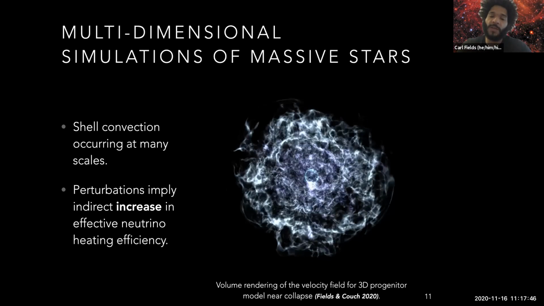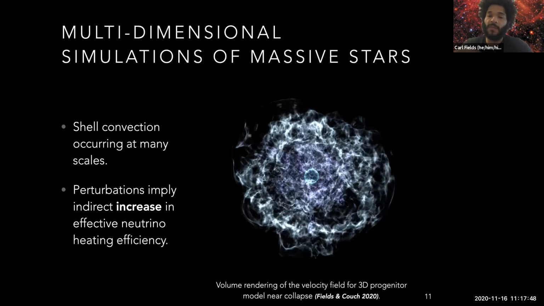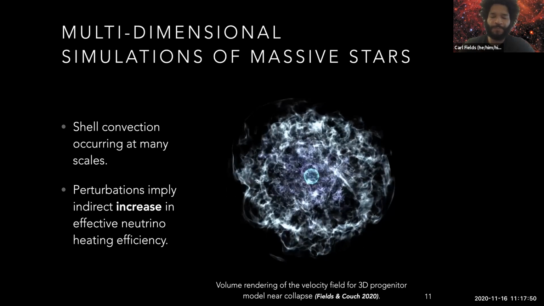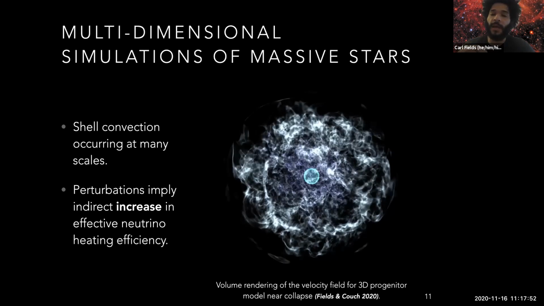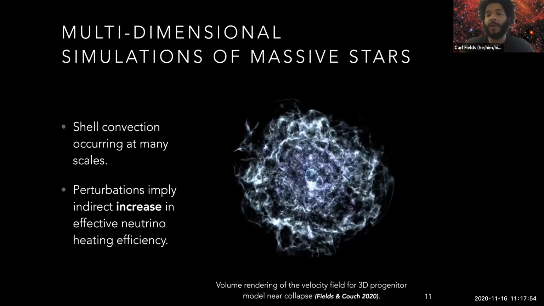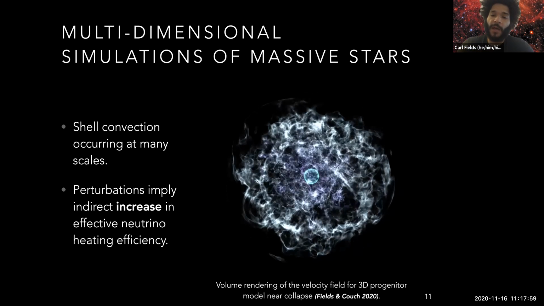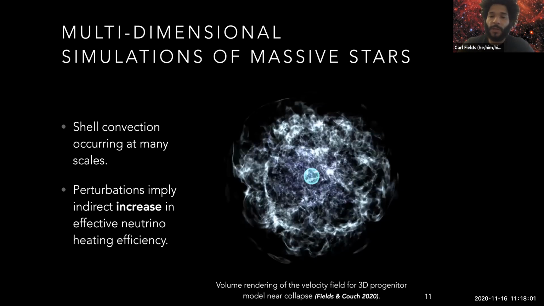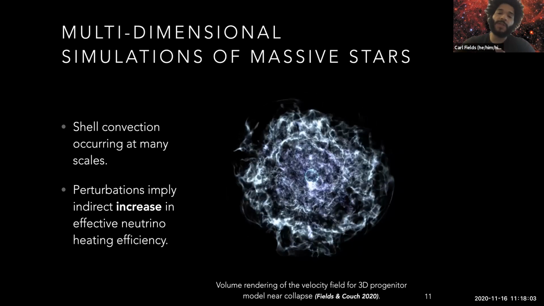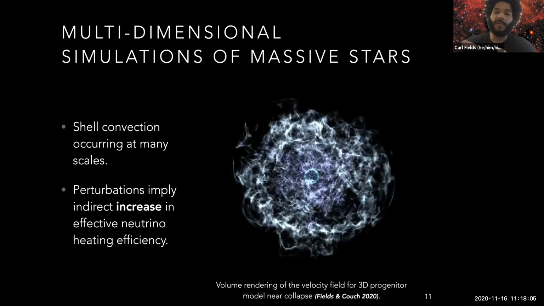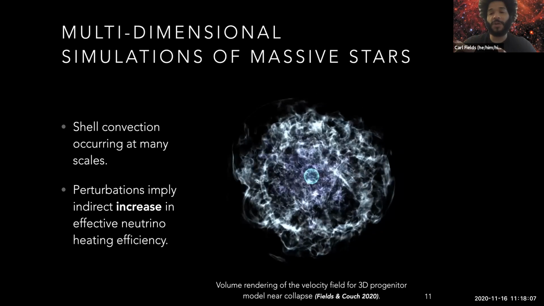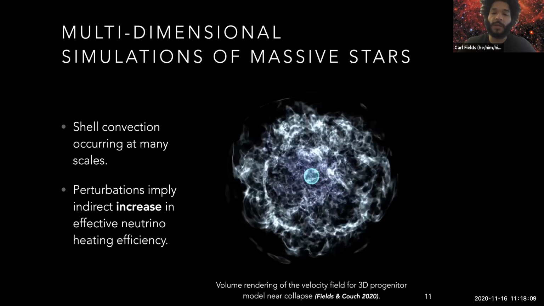Here we're visualizing the volume rendering of the magnitude of the velocity field. In the center, we're showing an iso-contour that follows the iron core. Above that, the purple flow is at a Gaussian peak of about 300 kilometers per second. And the more extended white convection shows the slower speed at about 100 kilometers per second.